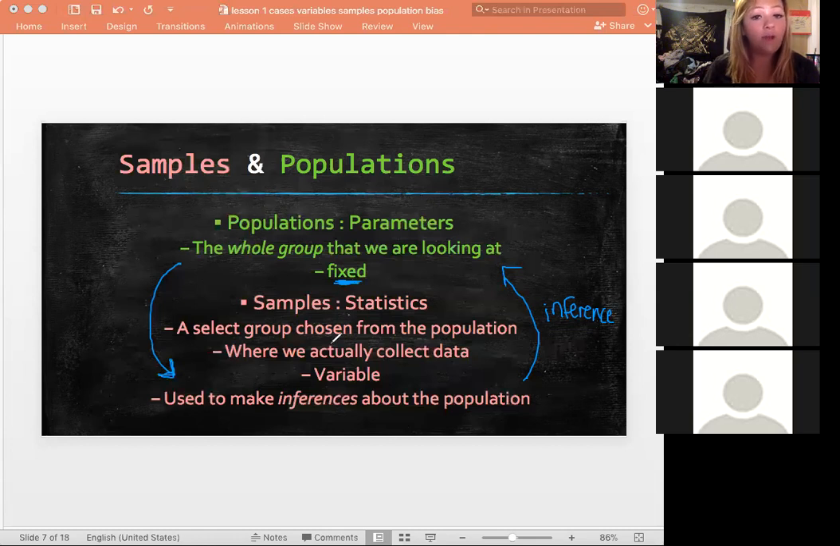In comparison to populations, samples are variable because we usually try to take random samples like I talked about before, so they're independent from one another and don't affect one another. And like I've been saying, they're used to make inferences about our population, which is an important part to realize.